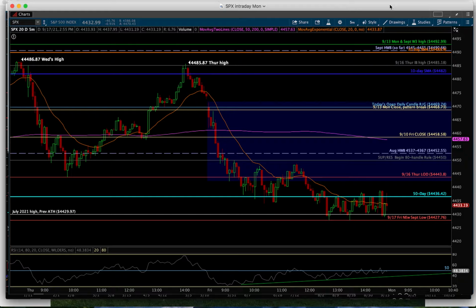Everybody. We're getting ready to take a look at the S&P 500 as we get ready to trade September week 4, starting with Monday, September 20th. We're starting off with a look at the 5-minute chart.